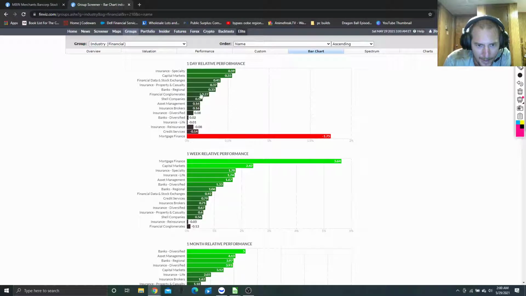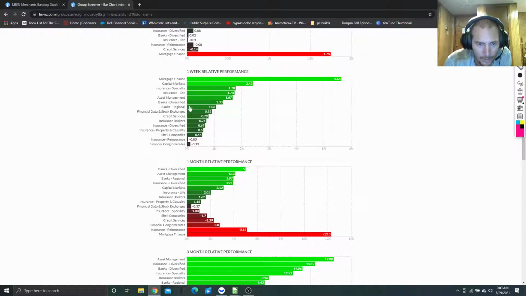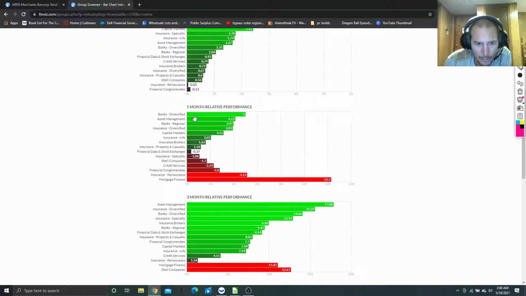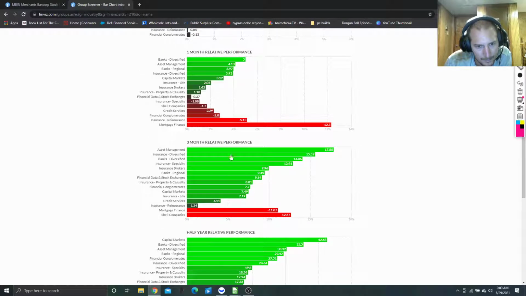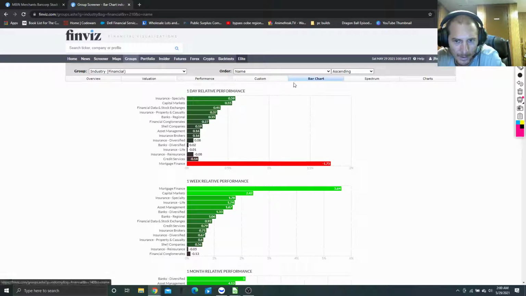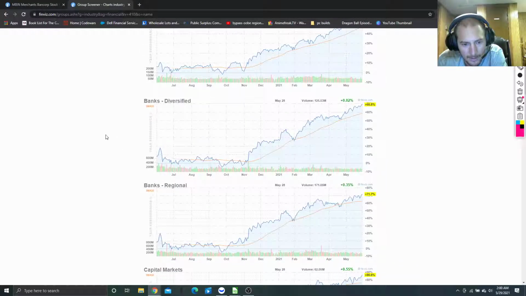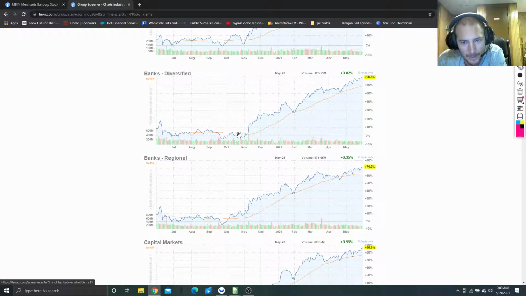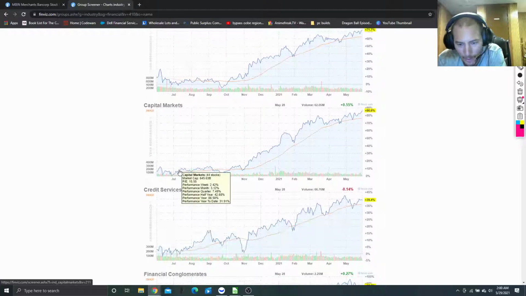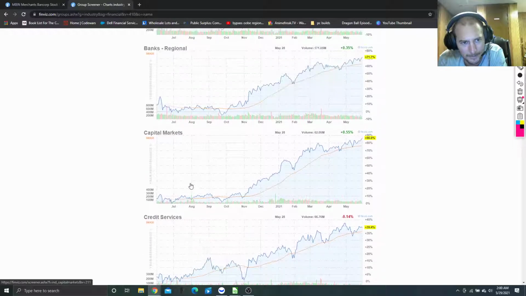So 1 day banks are doing well. Over 1 week banks are doing well. Over 1 month banks are doing well. And then the past 3 months banks are doing well. So that's good. Now we can click on charts here. And what we're looking for, once again, is financial banks. And banks in general are all in an uptrend. So this is good.